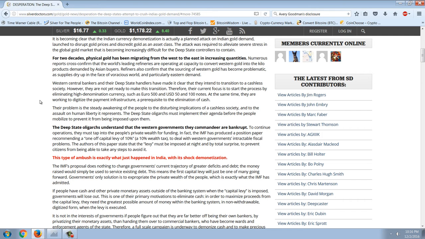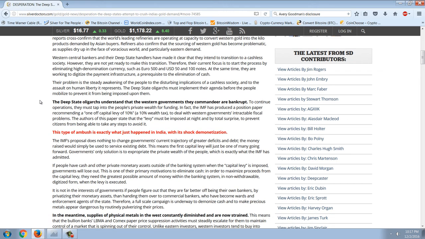Western central bankers and their deep state handlers have made it clear that they intend to transition to a cashless society. However, they are not yet ready to make this transition. Therefore, their current focus is to start the process by eliminating high denomination currencies such as Euro 500, US 50, and 100 notes. At the same time, they are working to digitize the payment infrastructure, a prerequisite of the elimination of cash. Their problem is the steady awakening of the people to the disturbing implications of a cashless society.